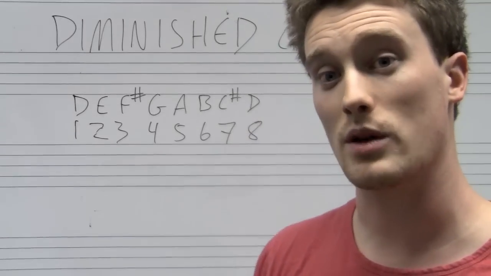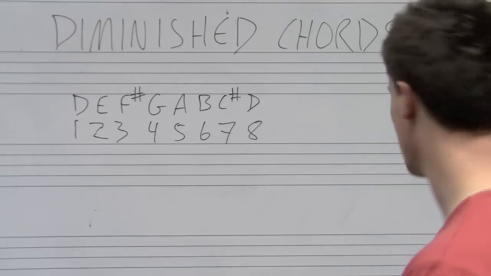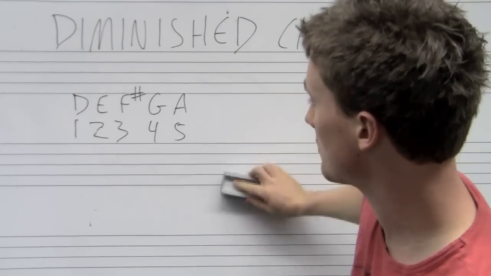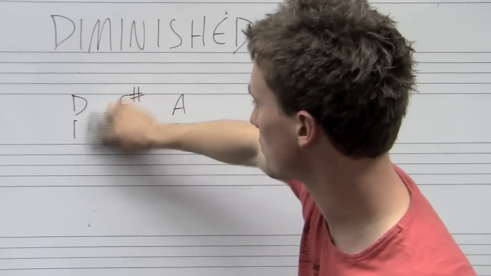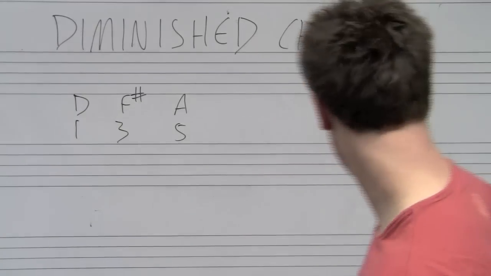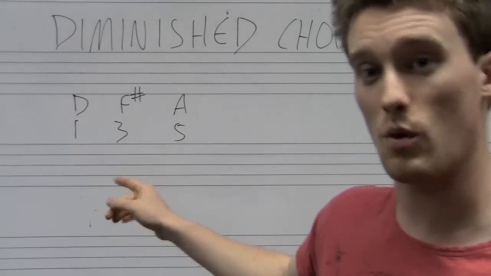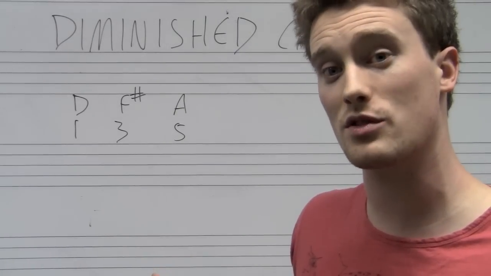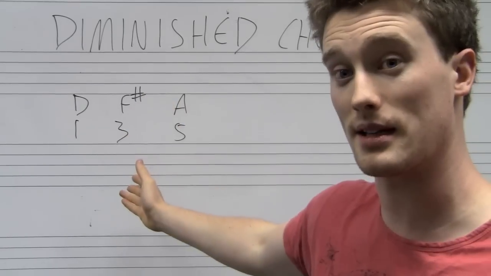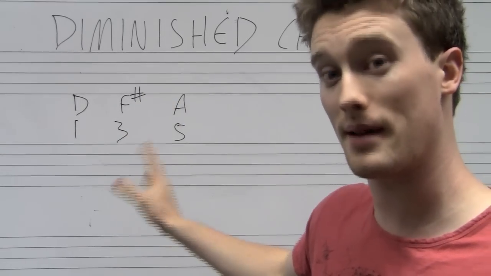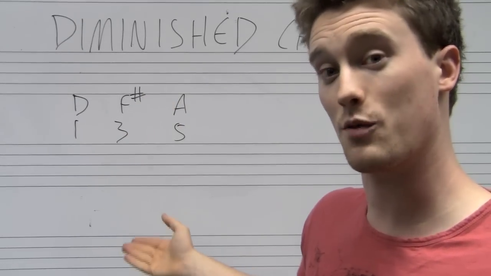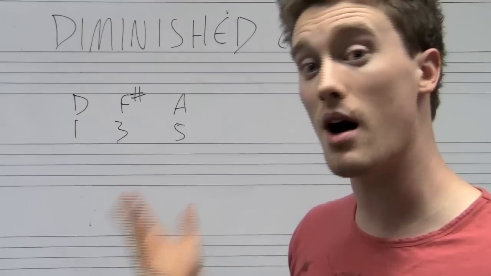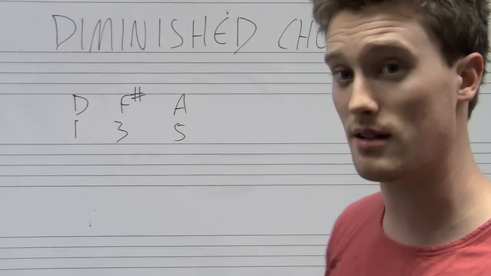And remember, we want the 1, the 3, and the 5. Get rid of the 6, 7, 8. Get rid of the 4. Get rid of the 2. So now all we have is the 1, the 3, and the 5. So if we were after a D major chord, that would be it, yeah? D, F sharp, and A. 1, 3, 5.